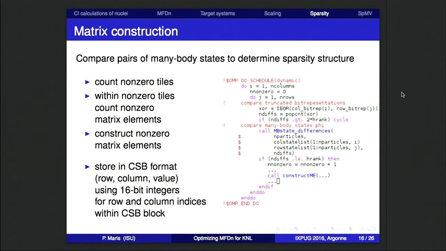This is a schematic of the code that we have. We first count the non-zeros, and then non-zero tiles, and then we do the further counting. This is the loop that I go through.